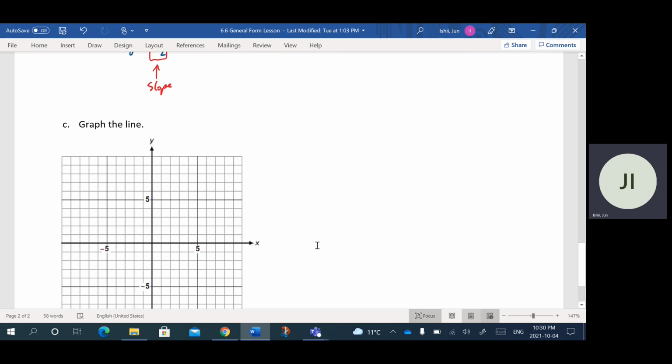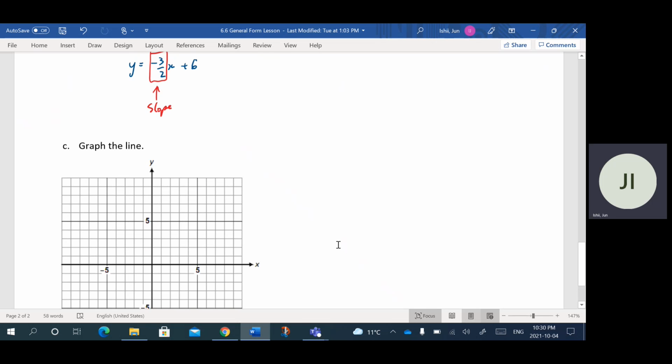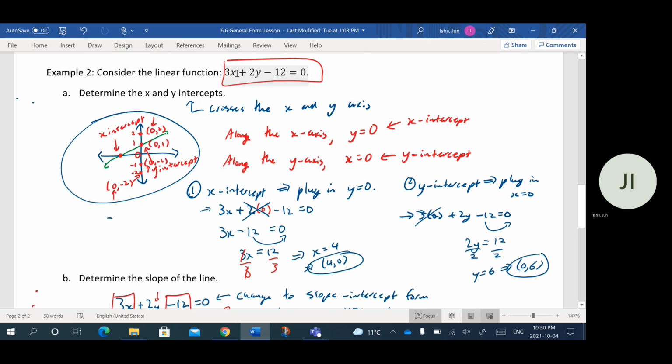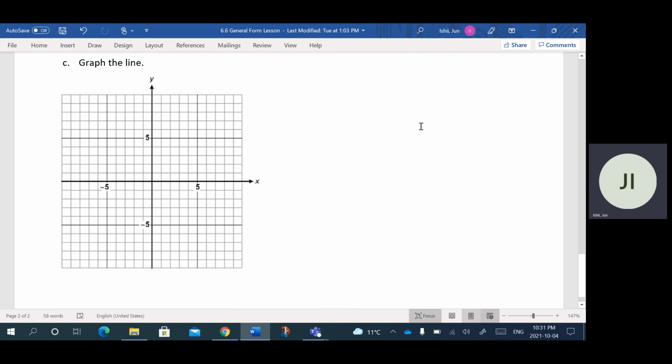All right, so part C, graph the line. Whenever you're graphing lines that are in general form, the easiest way to graph the line is actually to find your two intercepts and plot them, because you only need 2 points to graph the line. So (4, 0) is my x-intercept, (0, 6) is my y-intercept. I'm just going to plot those 2 points.